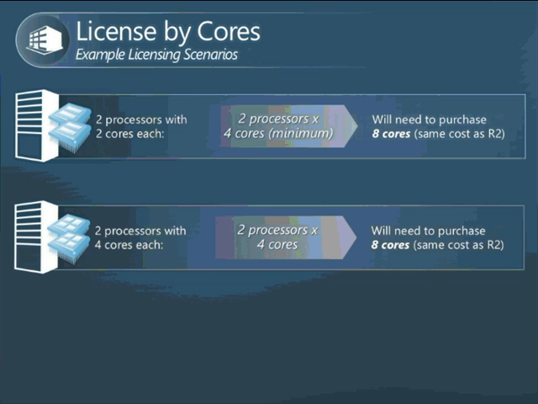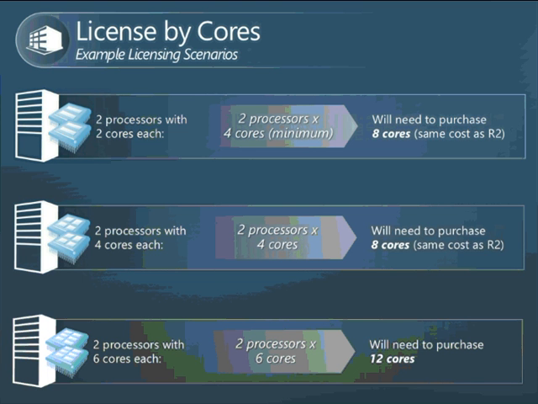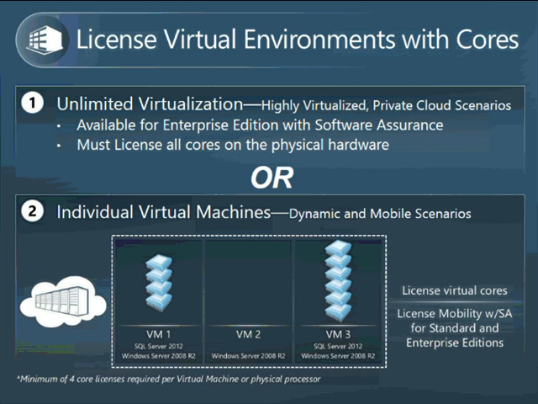Next example I have here is if I had 2 cores with 4 processors each. Again, 4 cores is the minimum, so that's the same 8 cores per processor. Again, the same cost. And if it were 6-core processors, then I would need 2 processors, 6 cores or 12 cores, and that would be about a 50% price increase on purchasing new licenses.